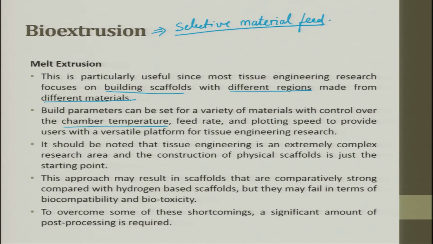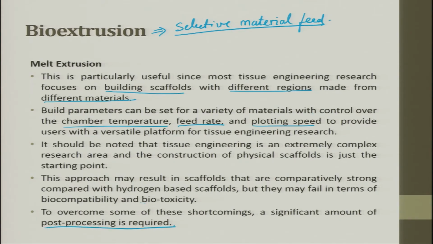This we have already discussed: the chamber temperature, so that the gluing can happen properly, feed rate, and then plotting speed. It should be noted that tissue engineering is an extremely complex research area, and the construction of a physical scaffold is just a starting point. This approach may result in scaffolds that compare with hydrogel based scaffolds, but they may fail in terms of biocompatibility and biotoxicity. So, when you replace it, we have this problem. To overcome some of these shortcomings, a significant amount of post processing is required.